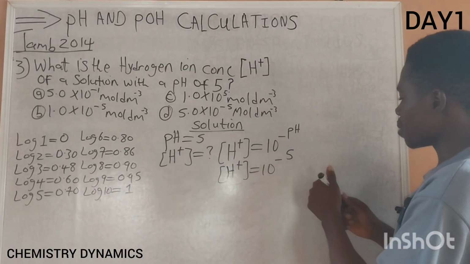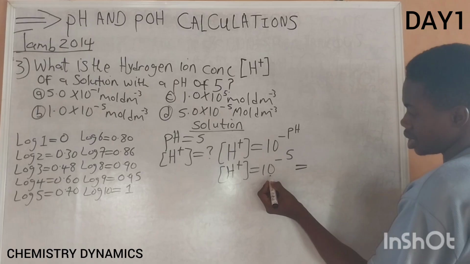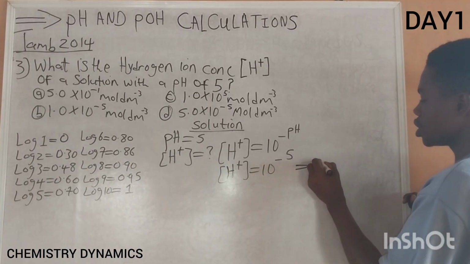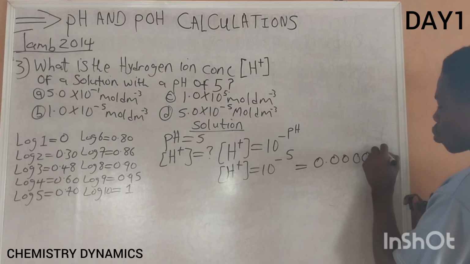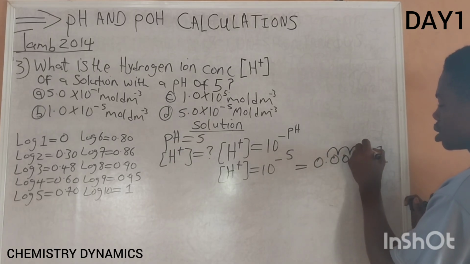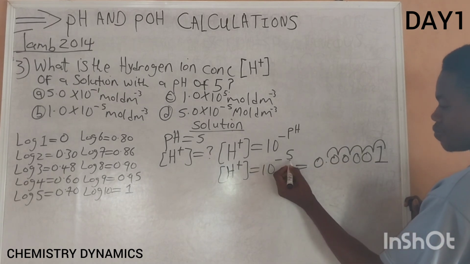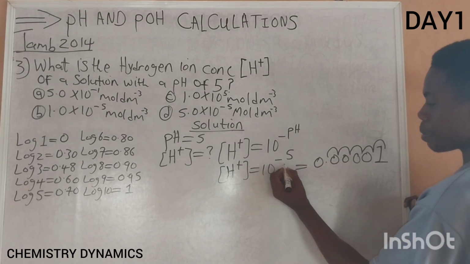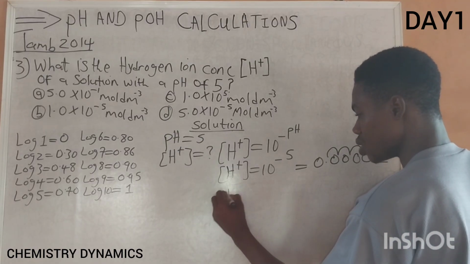Now this 10 raised to minus 5 is the same thing. If you take it to standard form, it is the standard form already. If you take it to decimal form, it's about 0.00001. So if you move it like this, 1, 2, 3, 4, and then 5. So this becomes 10 to the power of minus 5. Now, this 10 raised to minus 5 is the same thing as the hydrogen ion.